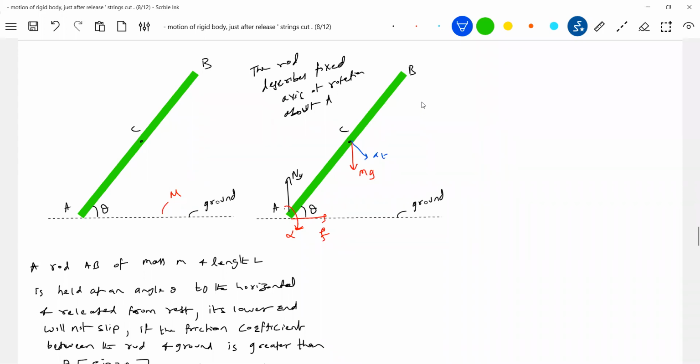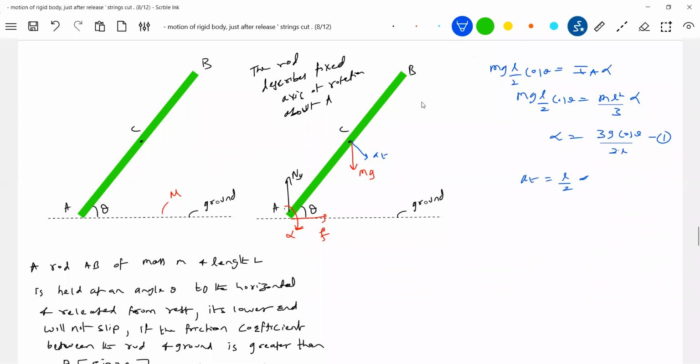First, we'll calculate the torque acting. Torque will be due to the weight. So mg L by 2 cos theta should be equal to I_A alpha. If you want, you can write only alpha. So mg L by 2 cos theta equals ml square by 3 into alpha. Alpha will be 3g cos theta by 2L. Keep this as equation 1. Then what about the tangential acceleration?